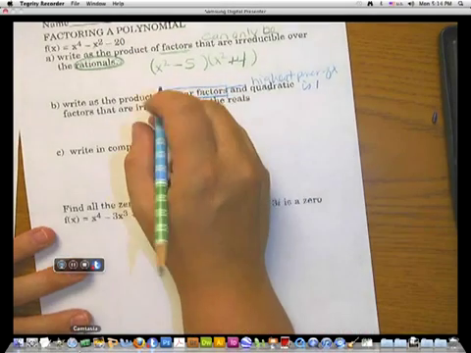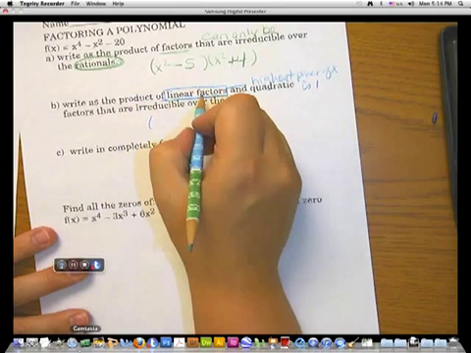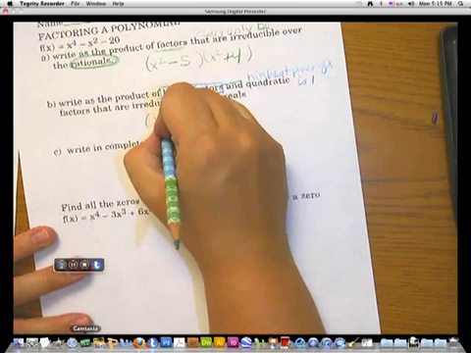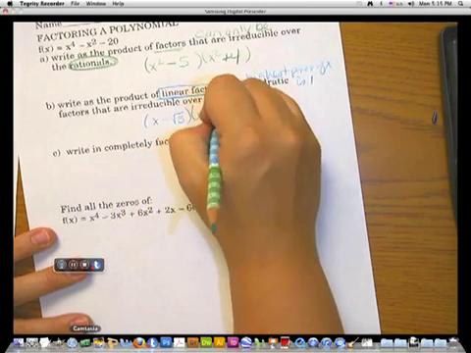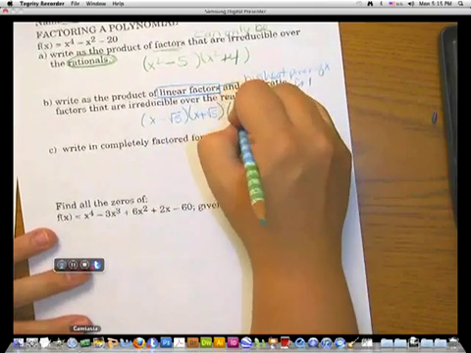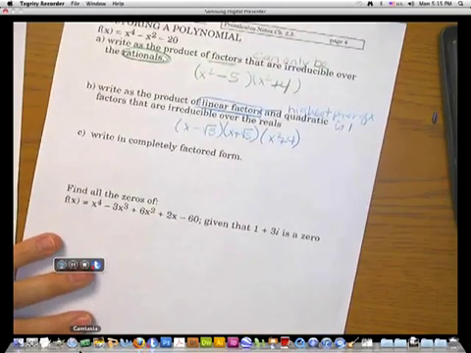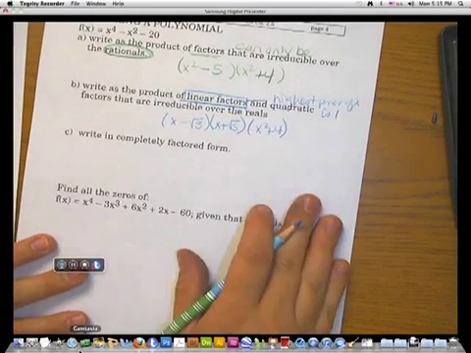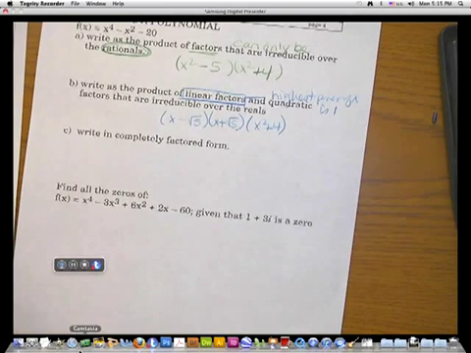Okay, so here we're going to get the linear factors over the reals. So we're going to get x minus the square root of 5, x plus the square root of 5, because that's how we're going to get 5 in there. And then our x squared plus 4.